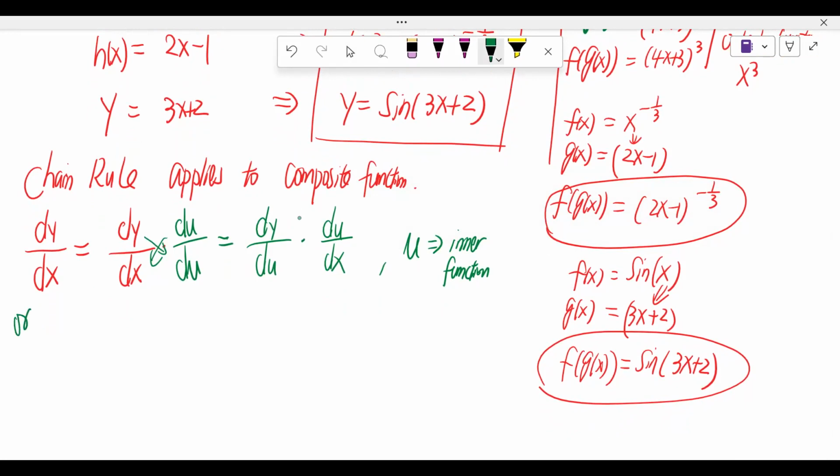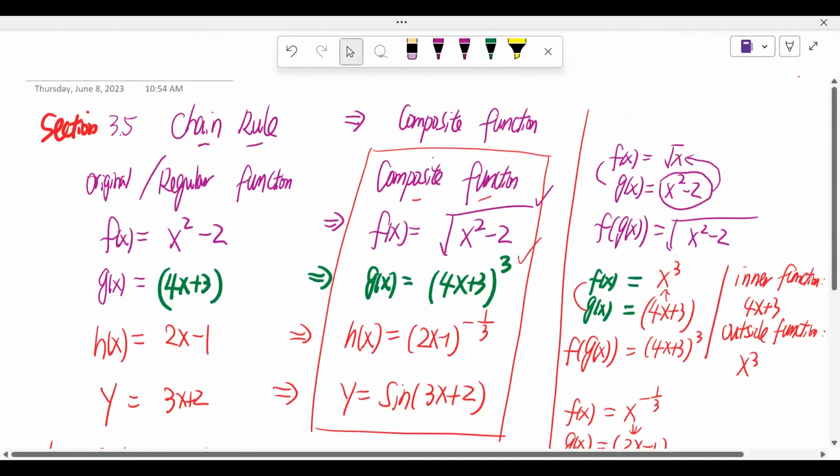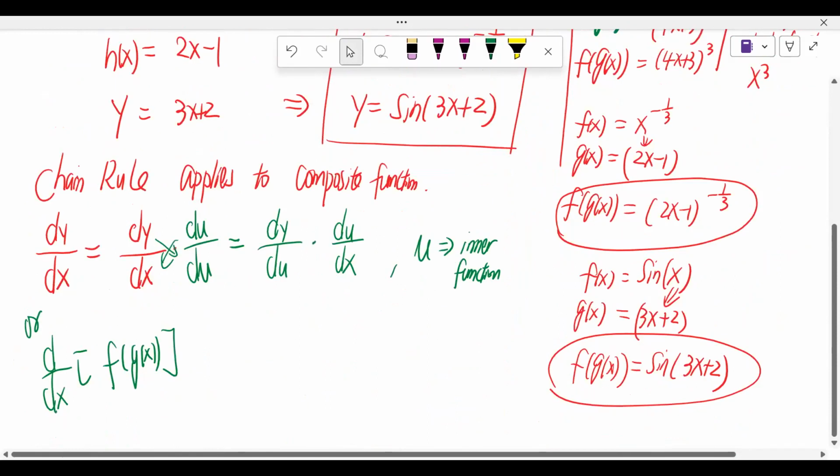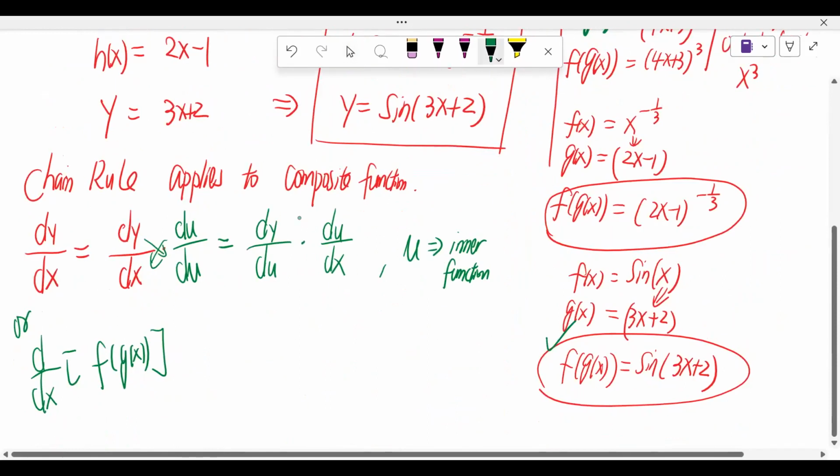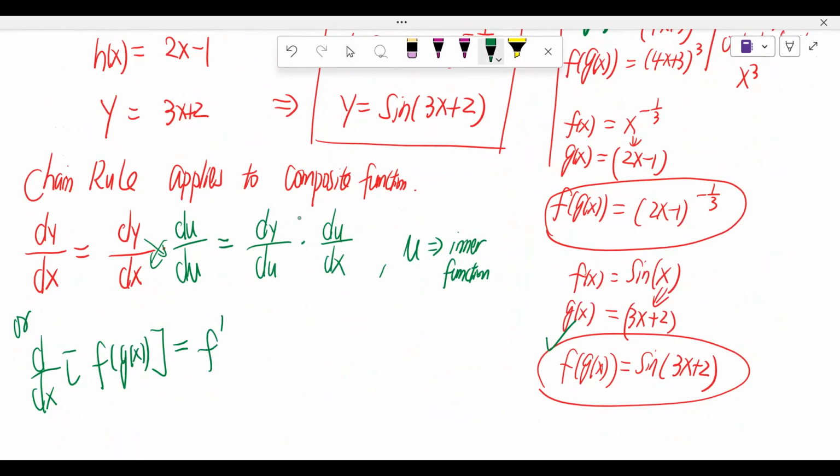And equivalently, if you're using the function f composite of g of x, it will go like this. We're dealing with all the composite functions, right? A composite function is always composed into this, f of g of x. So we're differentiating the outside function first. We get f prime of g of x. And multiply by the derivative of the inner function, which is g prime of x. So it's a two-step procedure. Any question about this?